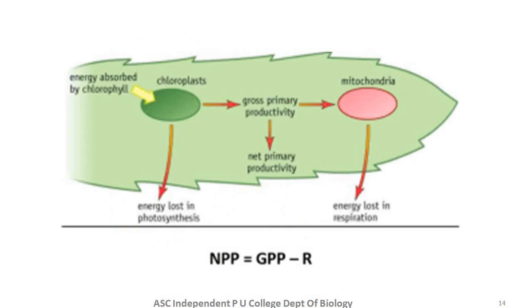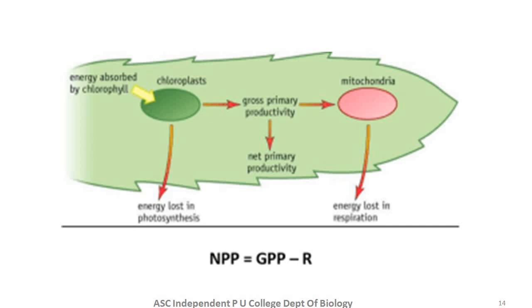In this picture, we can see some amount of energy is absorbed by chlorophyll to carry out the process of photosynthesis. After the process of photosynthesis, organic matter is formed in the producers, which is our gross primary productivity. Out of the gross primary productivity, within the mitochondria, respiration is carried out by the plants and some energy is lost in the form of respiration. We call this respiratory loss. Whatever organic matter is left is our net primary productivity.